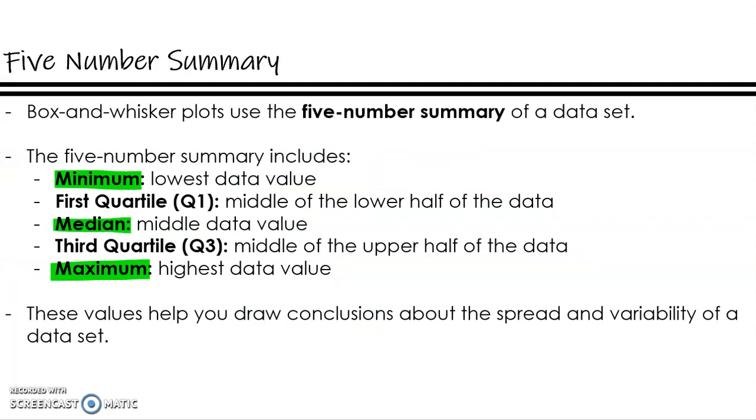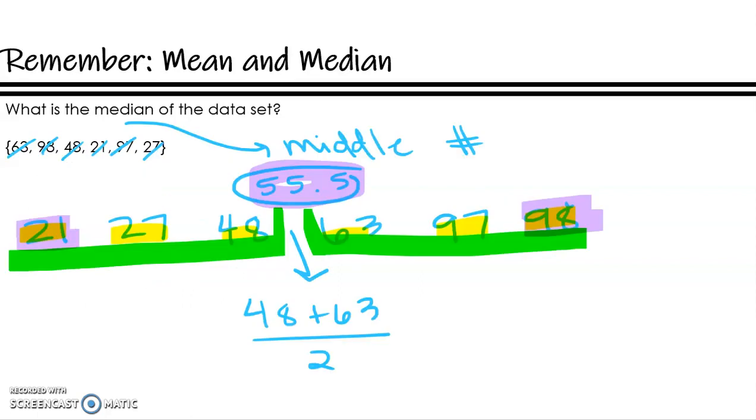You also have to find what's called your first quartile, also known as the Q1, and the third quartile, also known as the Q3. And it's super simple. The Q1 is just the middle of the lower half, the median of the lower half. And the Q3, or the third quartile, is the middle of the upper half. So let me show you.